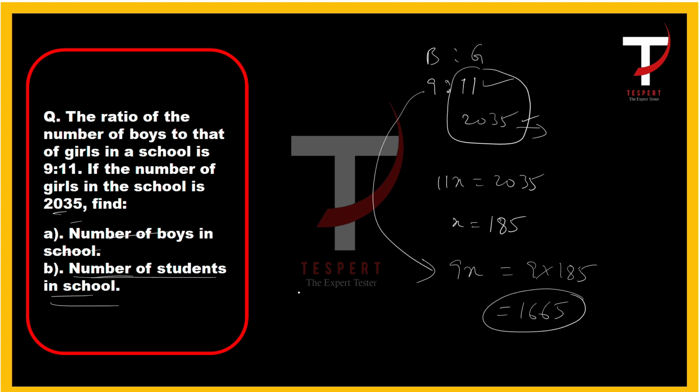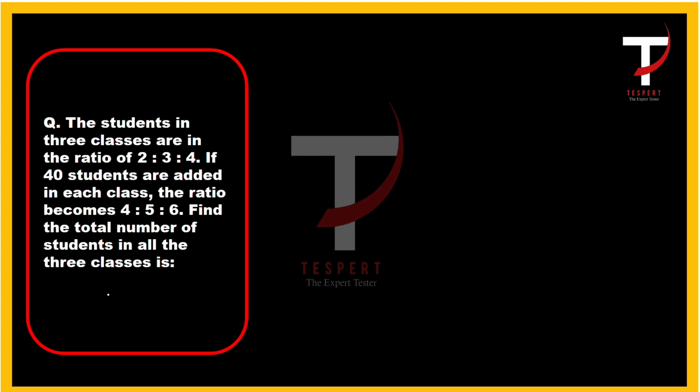So how to calculate the number of students? Number of students means number of boys plus number of girls. We have number of girls here 2035 plus the number of boys, 1665. So the total number of students in the school is 3700.